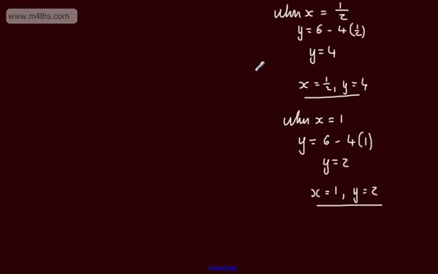Do check when you're finding your solutions, as some of them will not always be valid. So final answer, x is 1/2 when y is equal to 4, and x is 1 when y is equal to 2.